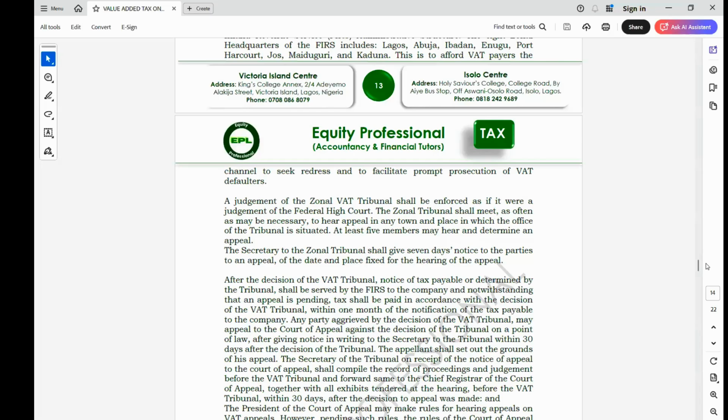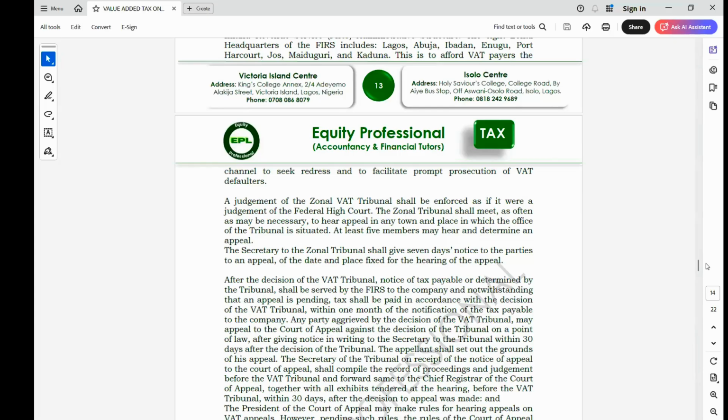But where the taxpayer is not satisfied with the decision of the VAT tribunal, the taxpayer has a right to further appeal to the Court of Appeal. So after the decision of the VAT tribunal, we go to the Court of Appeal. If you are not satisfied with the decision of the VAT tribunal, you approach the Court of Appeal.